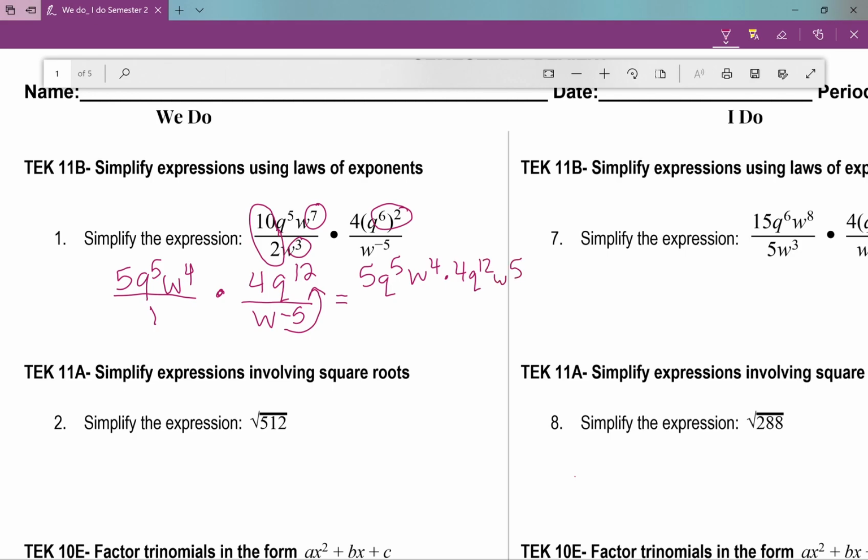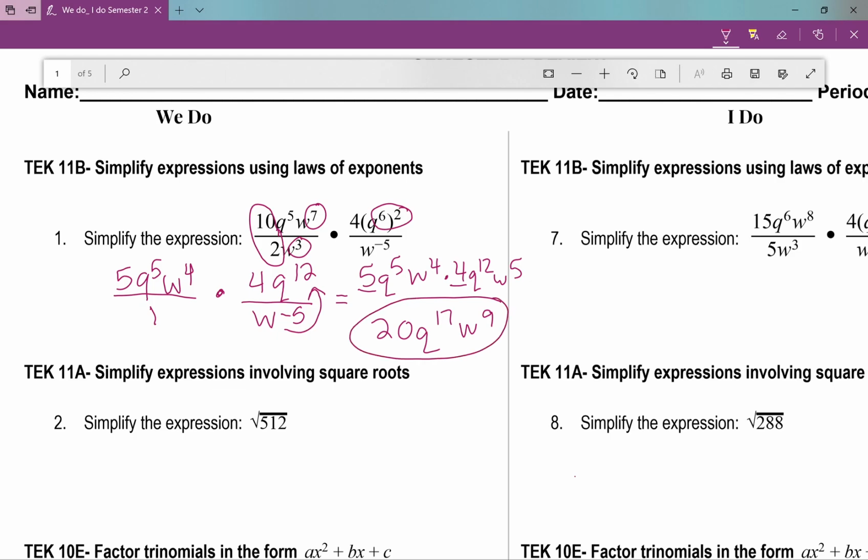Now we can just multiply our coefficients. 5 times 4 is 20. We're going to add the exponents of the q's and the w's since we're multiplying. So we have q to the 17th and w to the 9th. That is our answer.